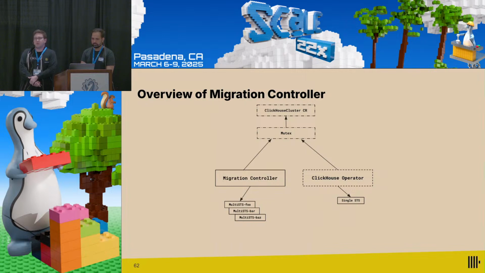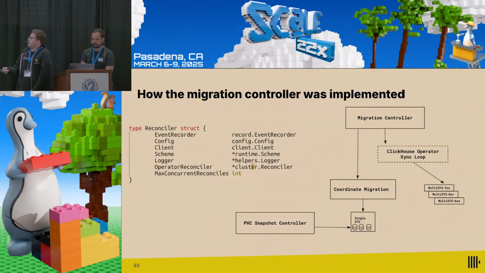So this is just an overview of the migration. Maybe I can show here. We have a ClickHouse CR, so this is the custom resource that these controllers would be reconciling. Our ClickHouse operator is normally reconciling a single stateful set. This migration controller will create these multi-stateful sets. We have a mutex so that we don't have both controllers trying to reconcile the CR at the same time. So that gives you a high-level overview.